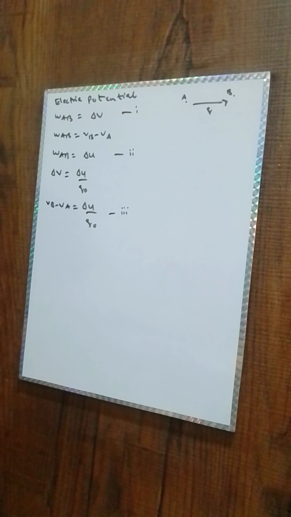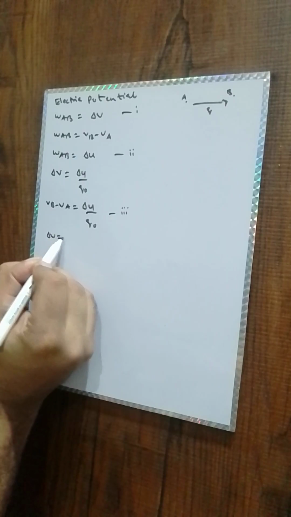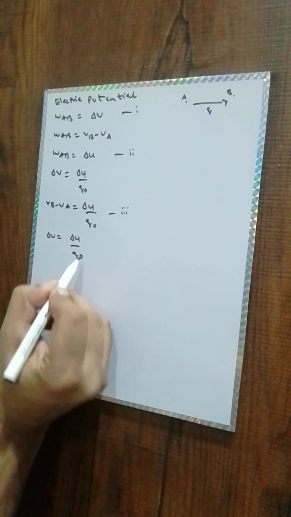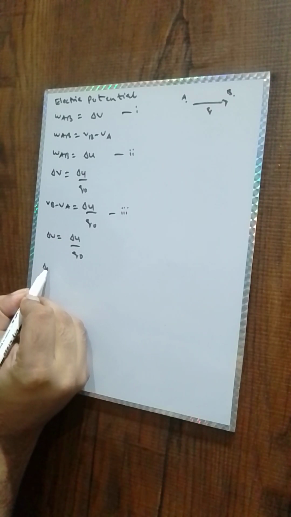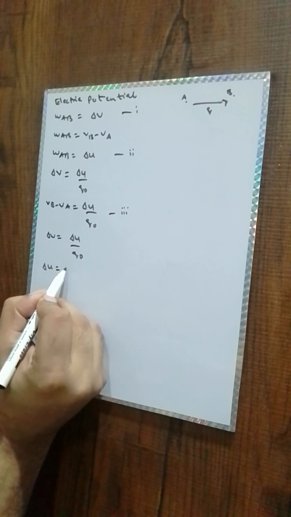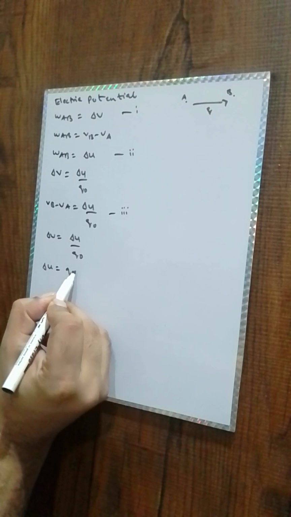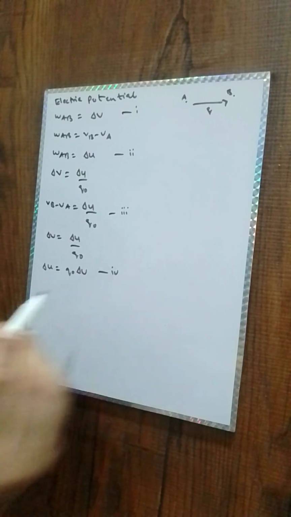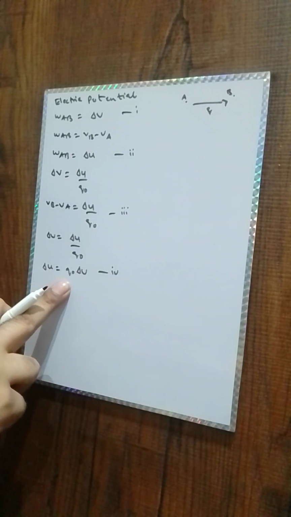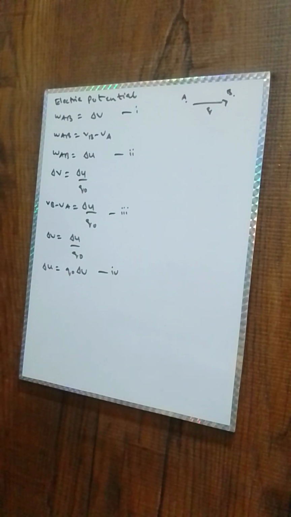Okay, so once again, slight simplification: delta V is equal to delta U by Q naught, and delta U becomes equal to Q naught delta V. Okay, the reference point charge times the potential difference gives us the energy change. This is tricky, but worth the time.